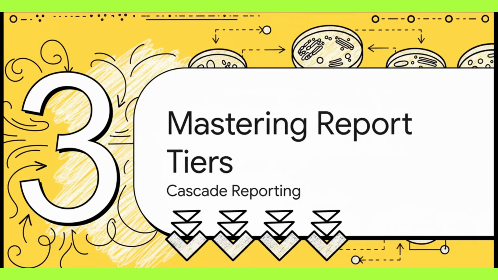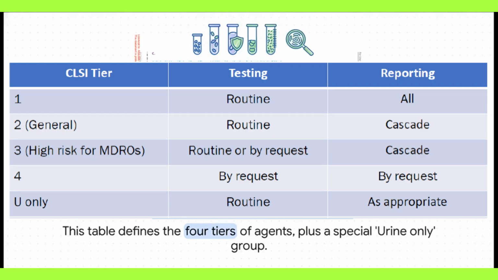All right, now for what I think is one of the most powerful stewardship tools built into the M100, the test and report tiers. This isn't just about what to test, but about how and when you report those results. It's all built around a strategy called cascade reporting. So the system is broken down into these tiers. Tier 1 agents are your go-to primary drugs that you always report first. Tier 2 agents, you also test them routinely, but you might hold back that result. They're kind of your next line of defense. Tier 3 is for very specific situations in your institution, maybe for patients you know are at high risk for resistant bugs. And Tier 4, those are by request only. Think of them as the big guns you save for really complex cases.